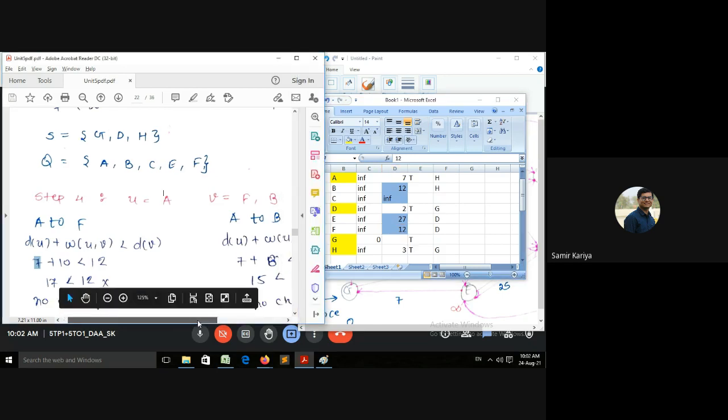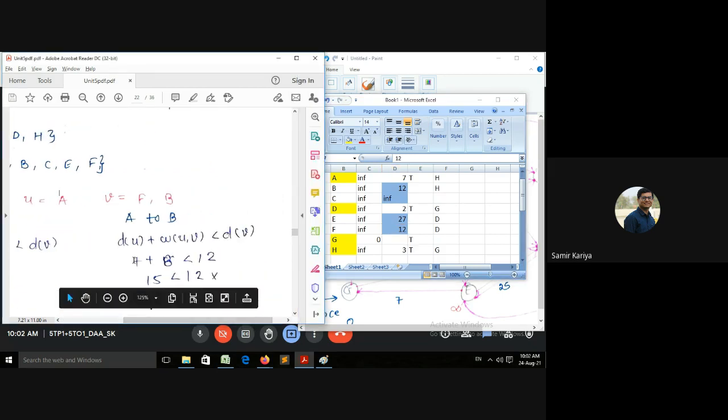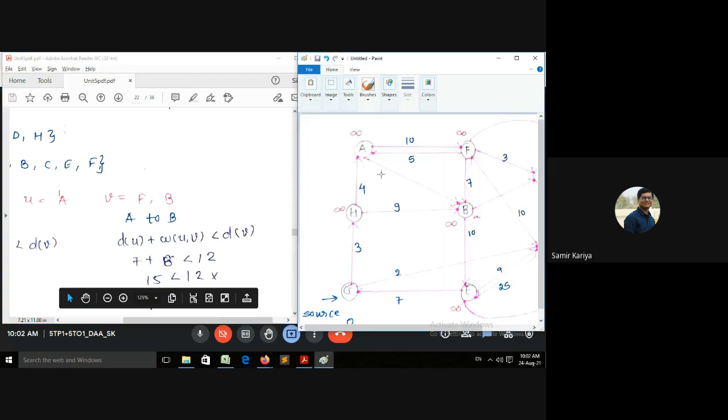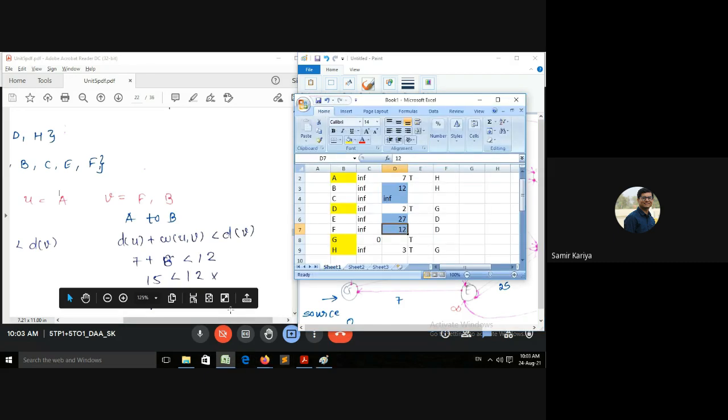Now similarly A to B. A's distance is 7. A to B, I think it's missing here. Okay, here it should be 8. So 7 plus 8, 15. Is 15 less than 12? Look, because B's distance is 12, 15 is not less than 12, so no change, nothing, no update.